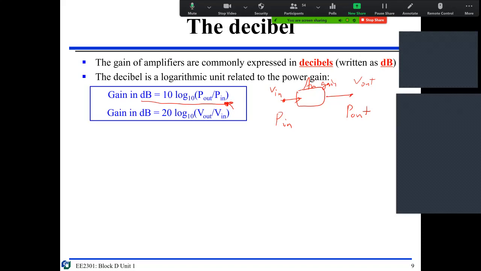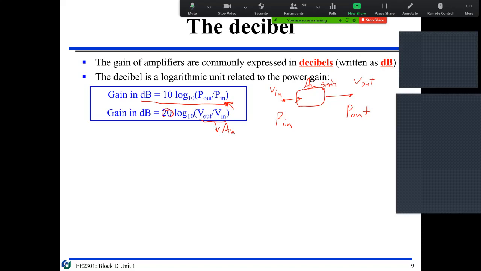But what if I have a signal gain? V out divided by V in. This is called signal gain. So this is actually A sub V, okay? Then don't forget about the 20 here. Because dB originally is talking about the energy ratio, okay? But where does this 20 come from?